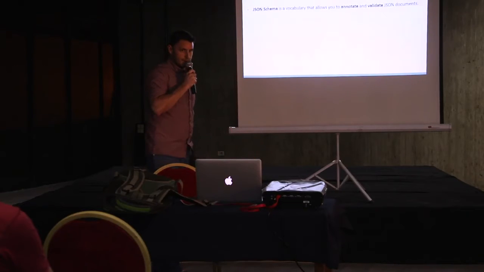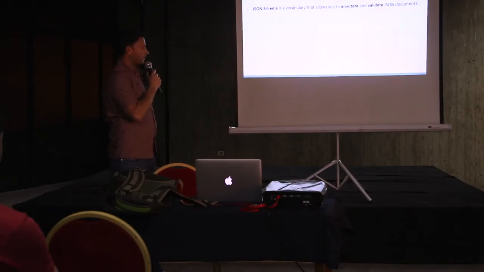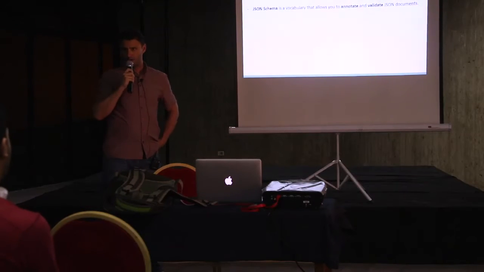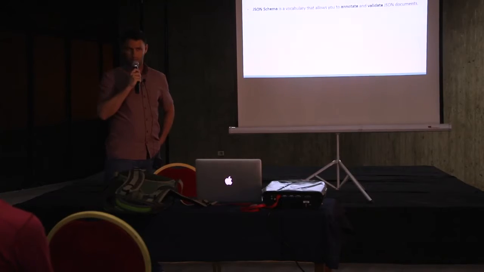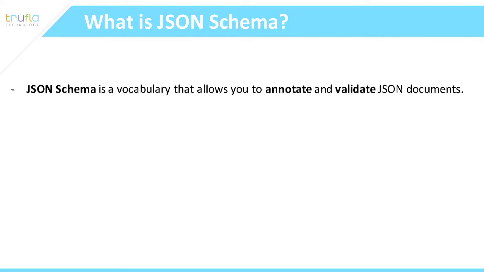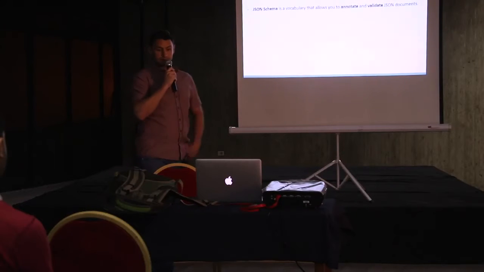So what is JSON schema? Has anyone heard of JSON schema before? 1, 2, okay. So in the JavaScript world and the RESTful APIs, we communicate with JSON objects. So JSON schema is just another way to define data. Specifically from their website, it's a vocabulary or a dictionary that allows for you to annotate and validate JSON documents.